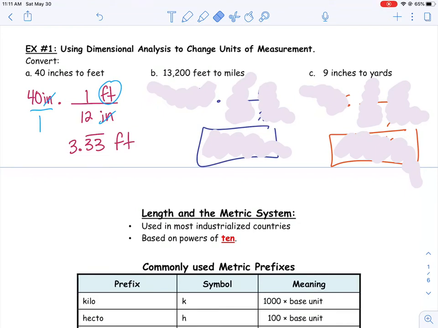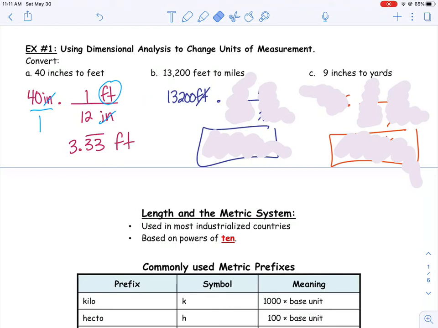All right, look at B with me. B says we want to take 13,200 feet and convert it into miles. How many miles are there in 13,200 feet? So let's start off with the given information. We have 13,200 feet. We want to get out of feet and into miles.